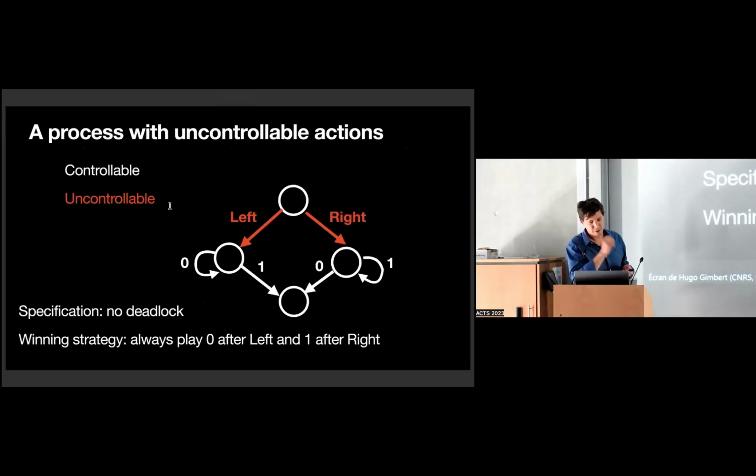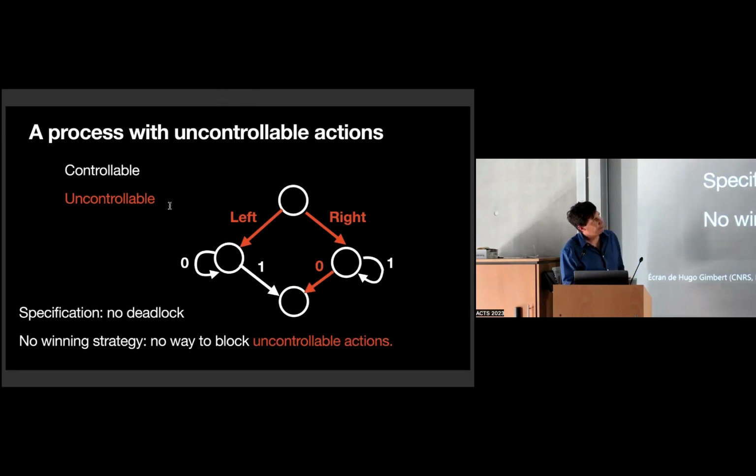Now let's add some uncontrollable actions. Here you have the controllable actions in white and the uncontrollable actions in red, and you start in this initial state. Here you will not be able to choose between left and right. Again, you want to avoid these deadlock states. Your strategy will not be to always play 0, but to play 0 if you are moved to the left by the environment, and play 1 if you are moved to the right. Again, the winning strategy is easy, but you have to adapt to the environment.